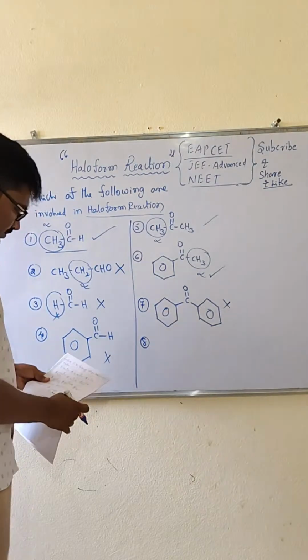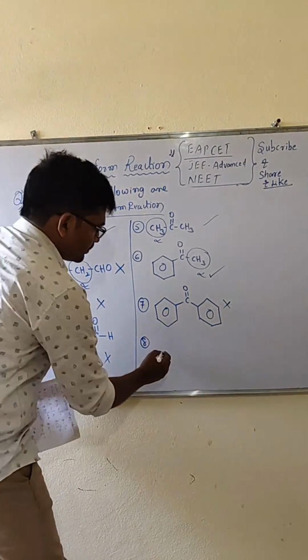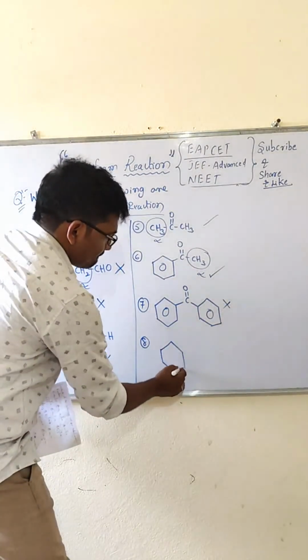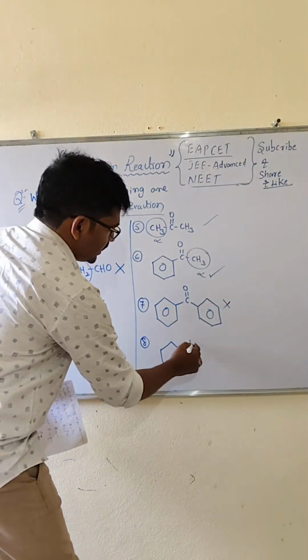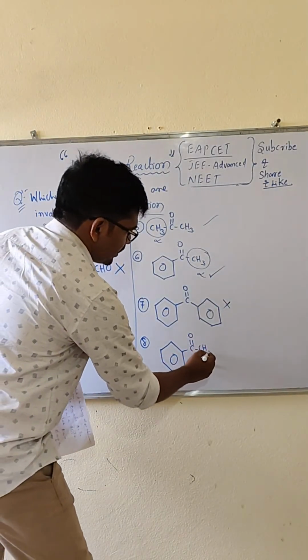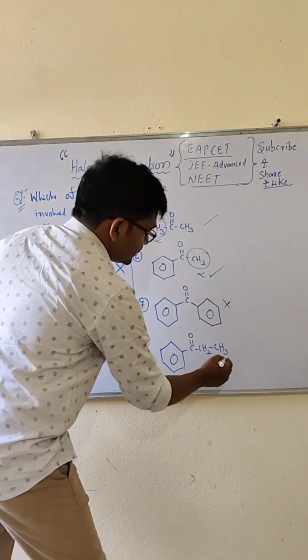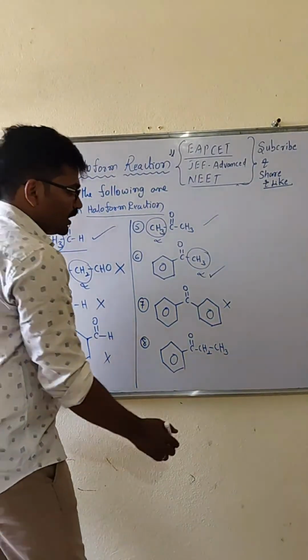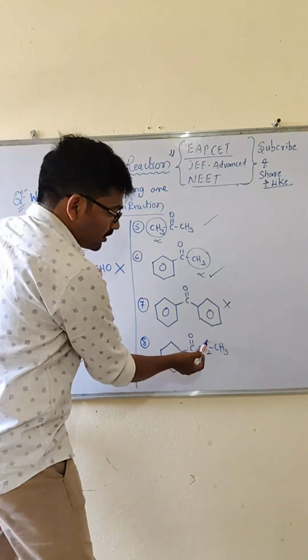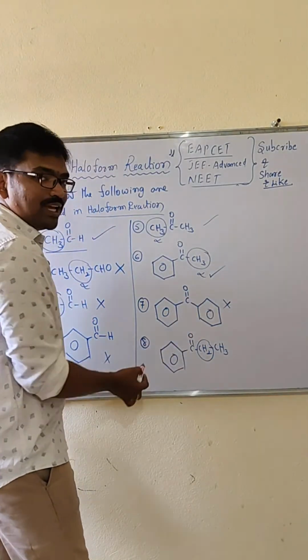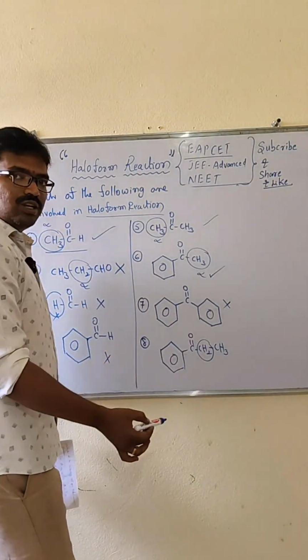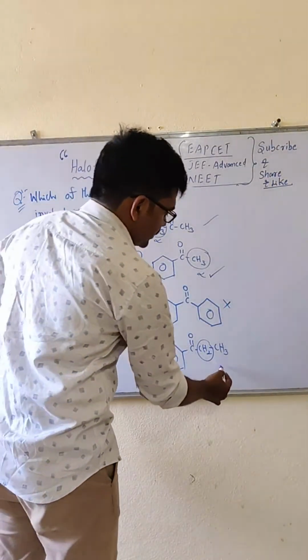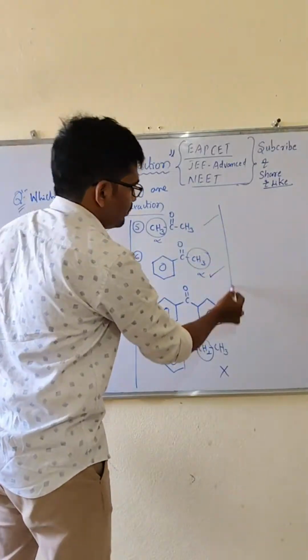Then the eighth one: look at benzene attached with C double bond O, then CH2 bond CH3, like this. Is that involved in the haloform reaction? No, it won't be involved in the haloform reaction because at the alpha position only CH2 is there. It must be CH3, then only it is involved in the haloform reaction, my dear student. So it won't be involved.